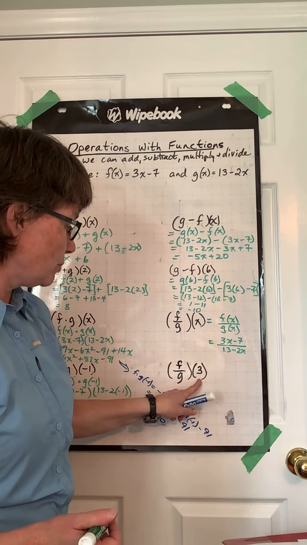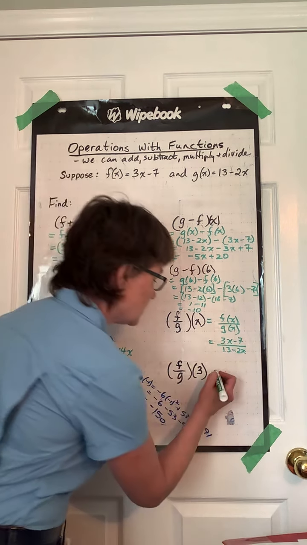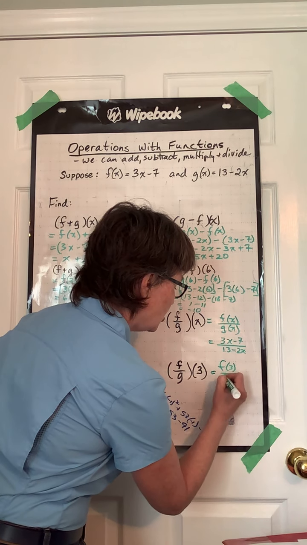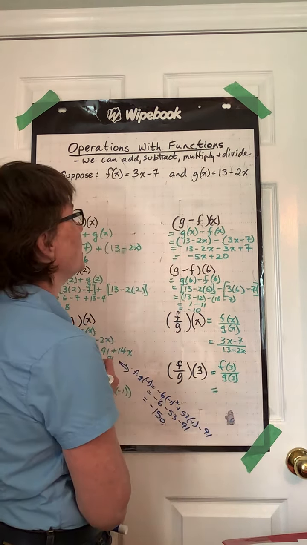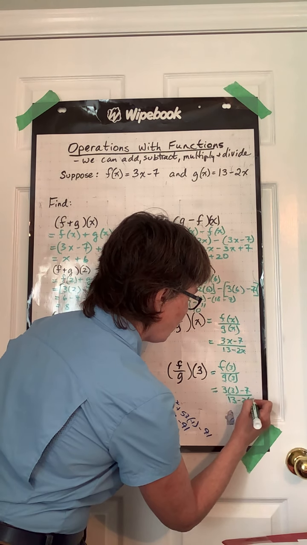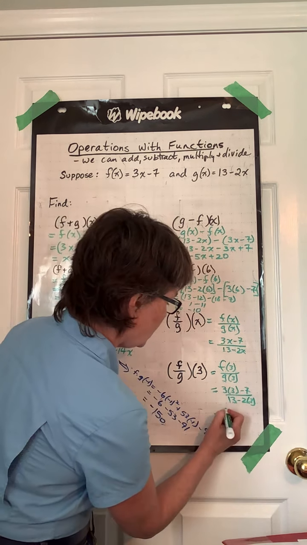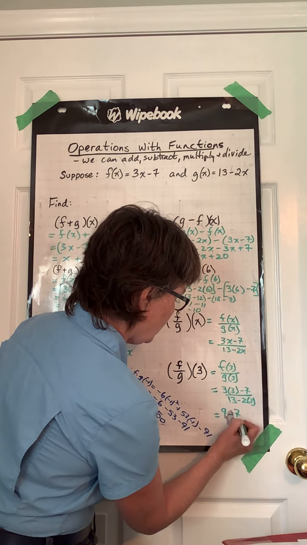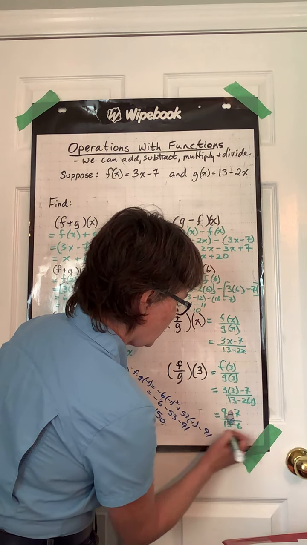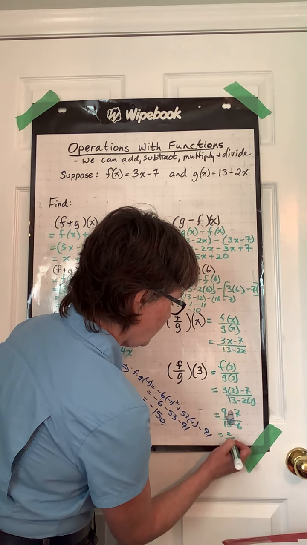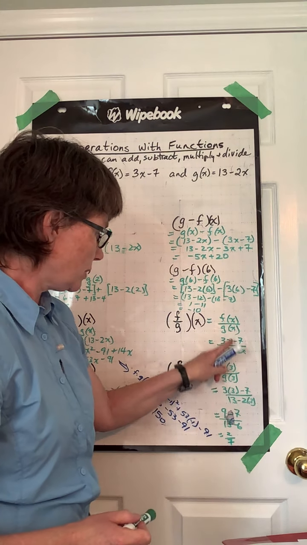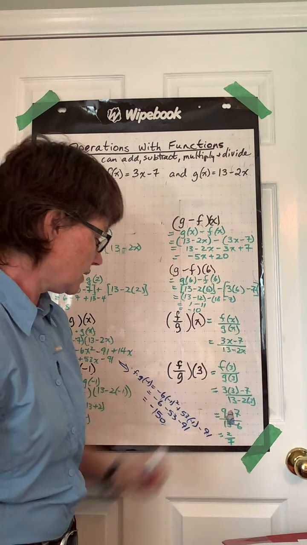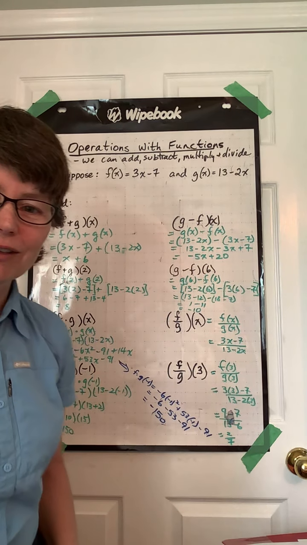If we have a number here instead of our x, this means f of 3 divided by g of 3. So we can do that out. F is 3 times 3 minus 7 over g of 3. Okay, let's do this. That would be 9, subtract 7 over 13, subtract 6, which is 2 over 7. And we should get that same answer if we plug in the 3 up here, which we will right away, you can see. Okay, so operations with functions.